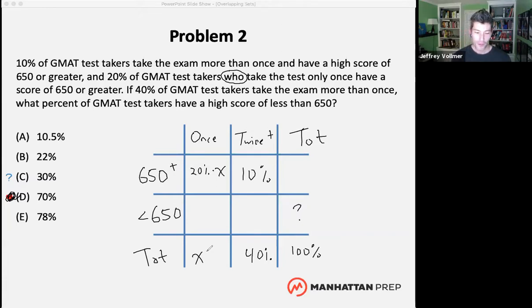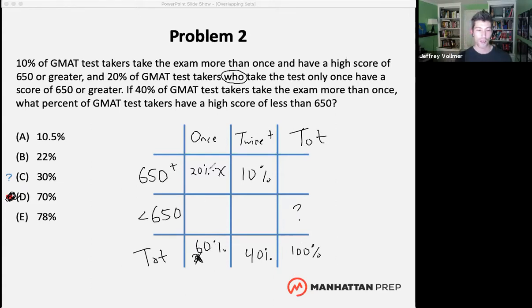So remember, you add left to right. Something plus 40% is 100%. I know of all the testers, 40% take it multiple times. That means 60% only take it once.